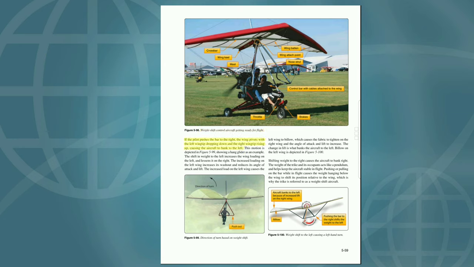If the pilot pushes the bar to the right, the wing pivots with the left wingtip dropping down and the right wingtip rising up, causing the aircraft to bank to the left. This motion is depicted in Figure 5-99, showing a hang glider as an example.